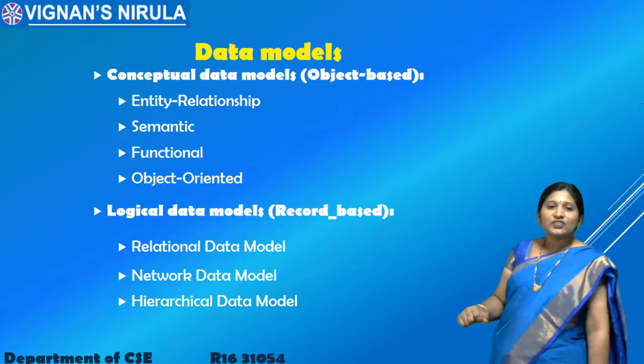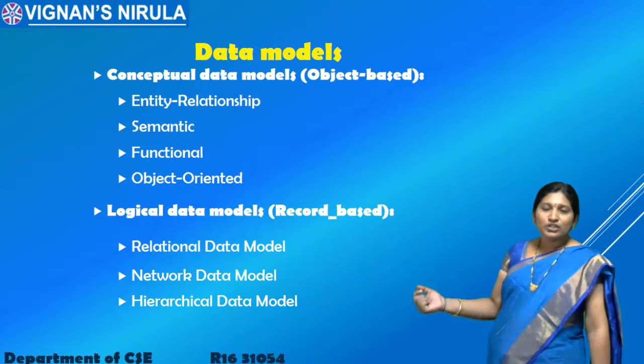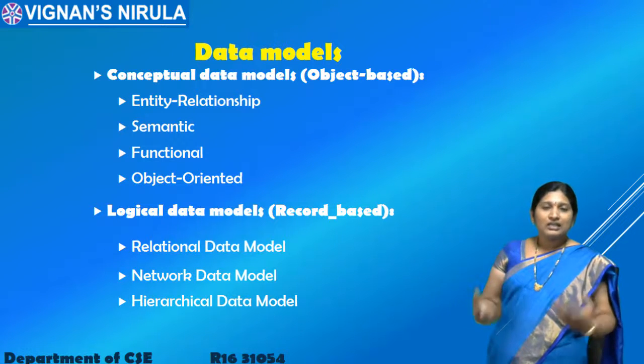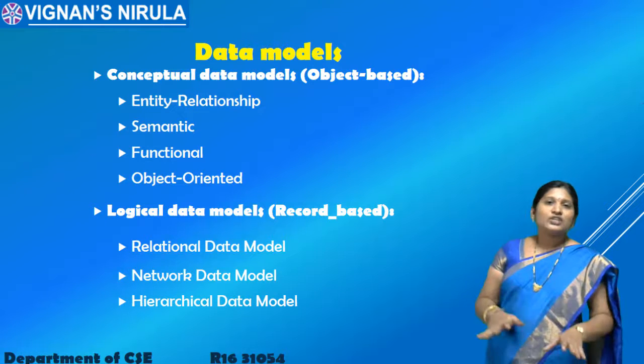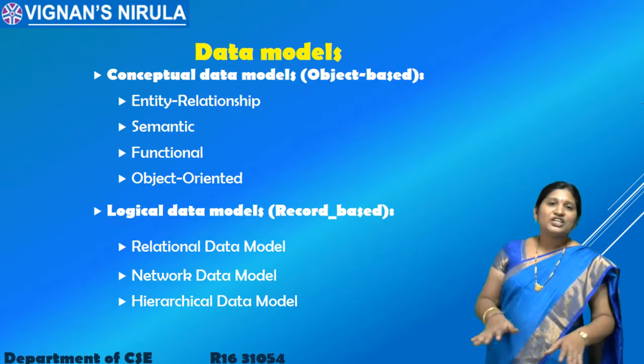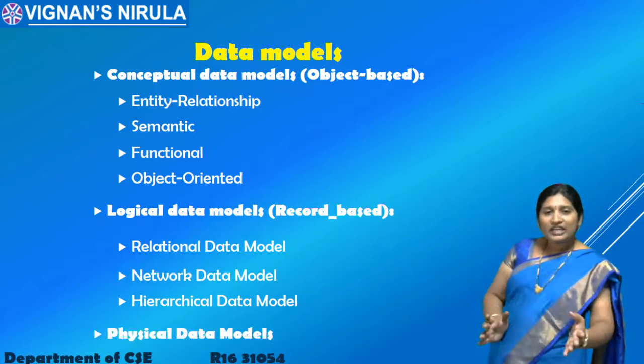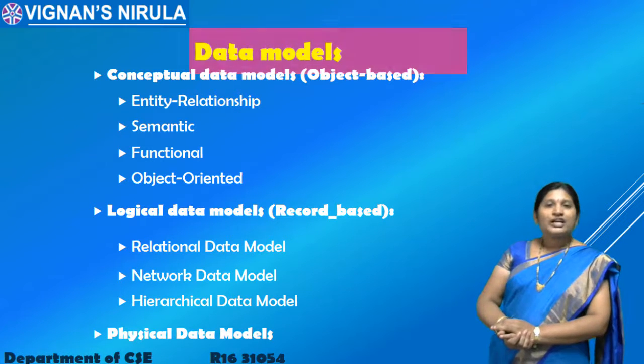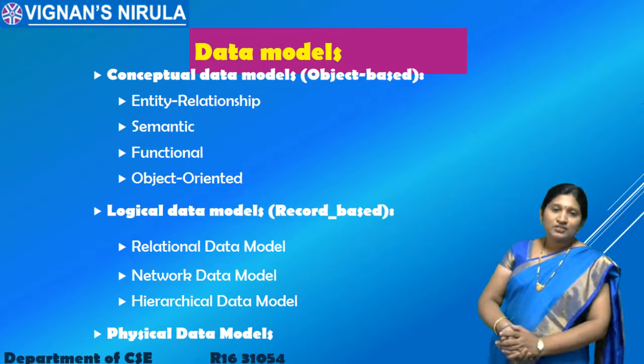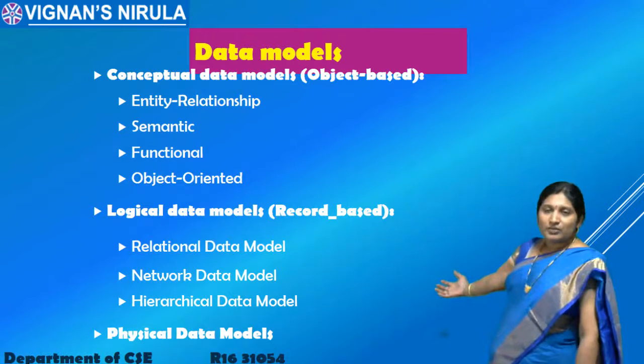So the next category of data models is physical data models. The physical data models are none of the business of the users, the DBAs, or application programmers. They will be taken care of by the particular operating system and the particular DBMS themselves. So these are the examples of the database model.